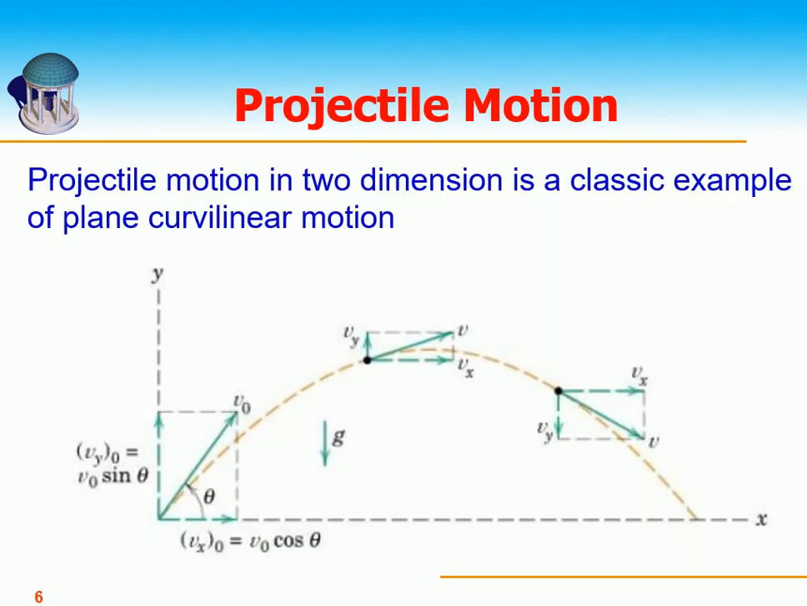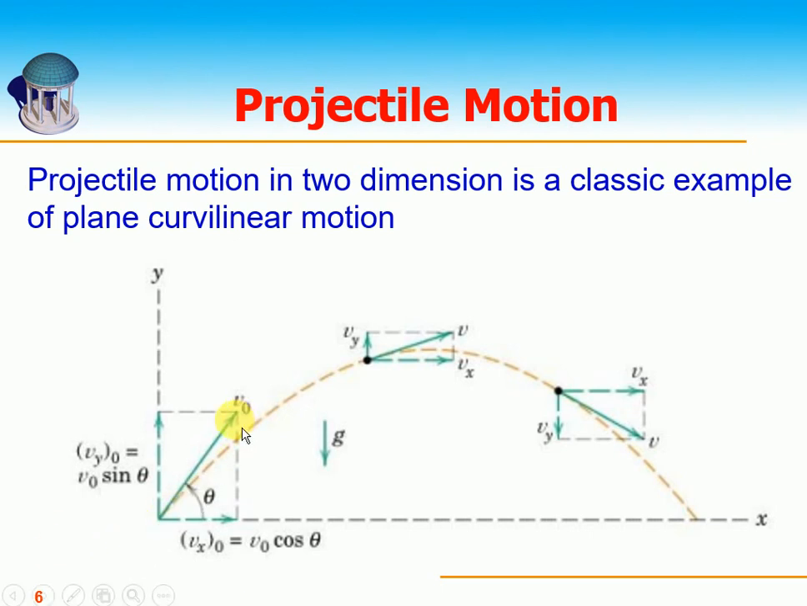Now, one of the very important applications of curvilinear motion is projectile motion. Projectile motion is a motion in two dimensions, a classic example of plane curvilinear motion. For example, if you throw a ball, or a missile, or a rocket at a certain angle theta with some initial velocity v naught.